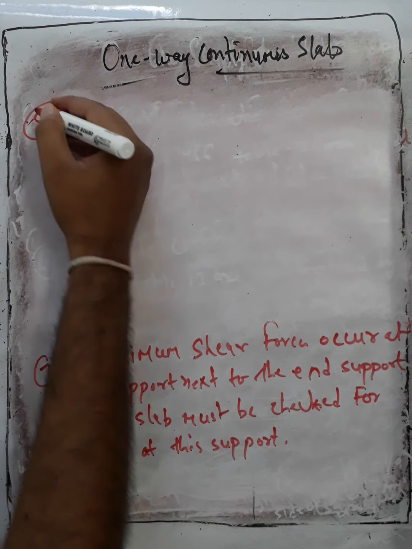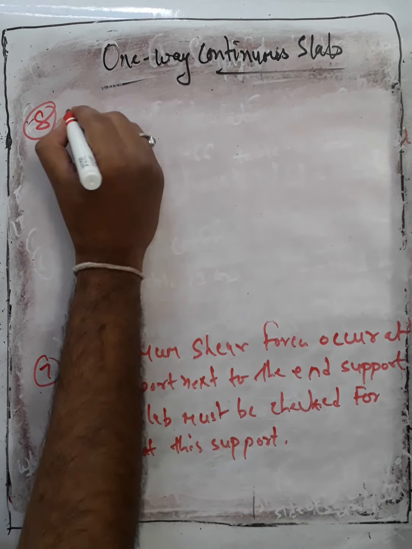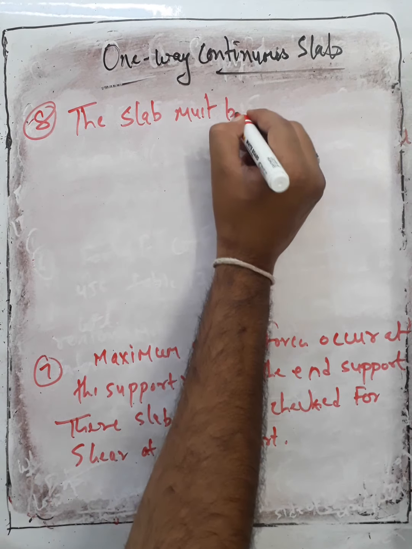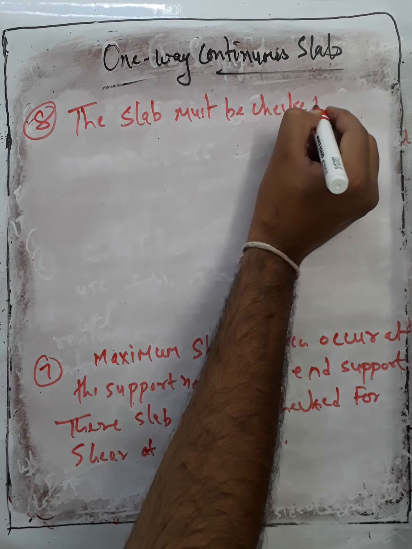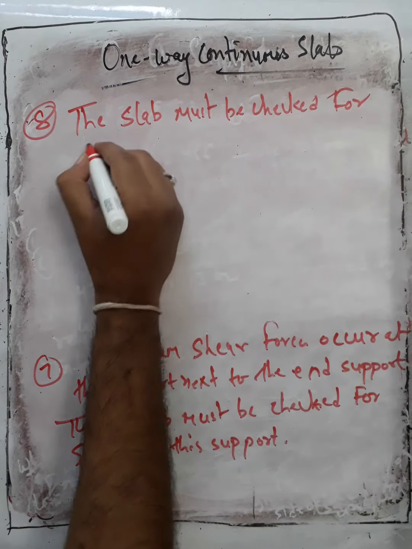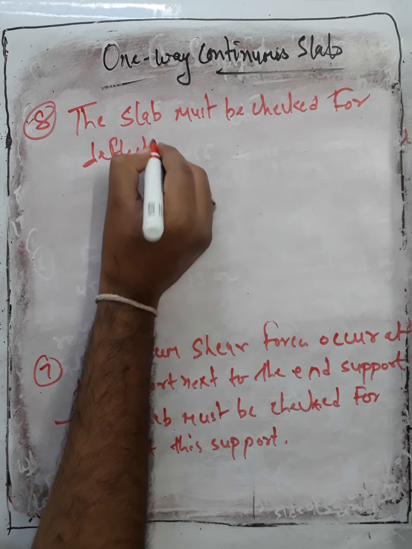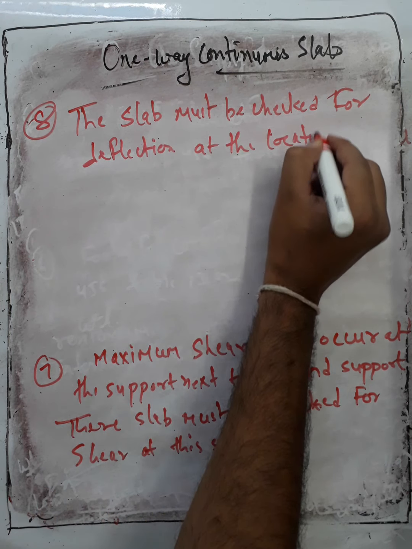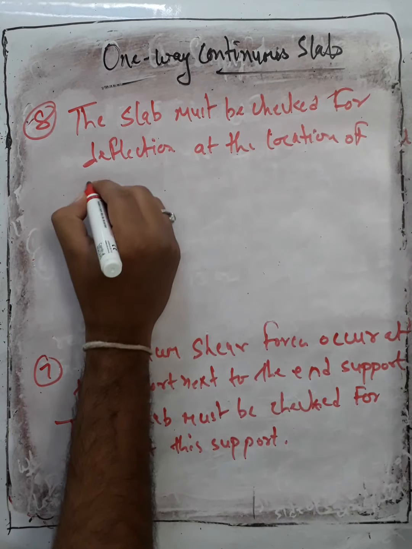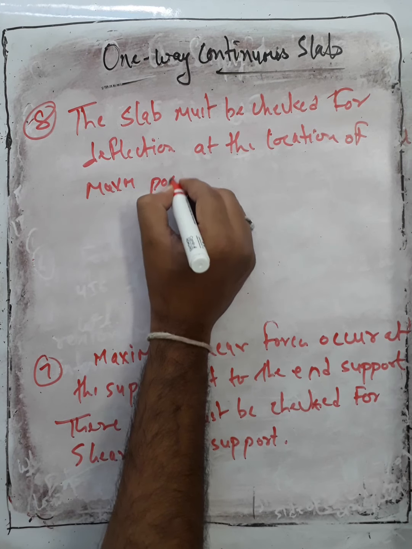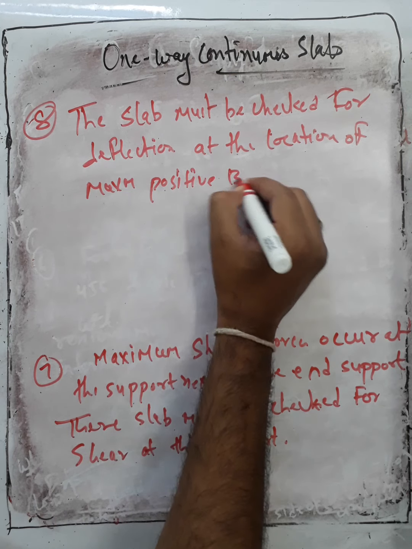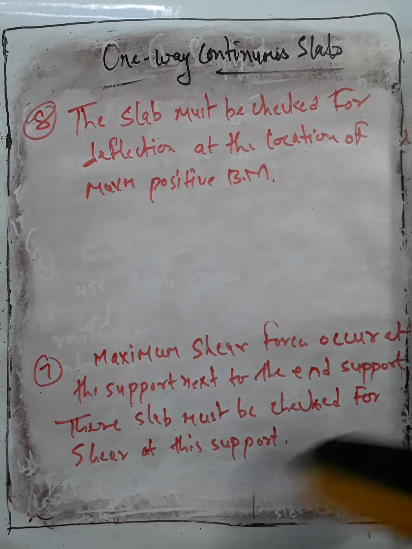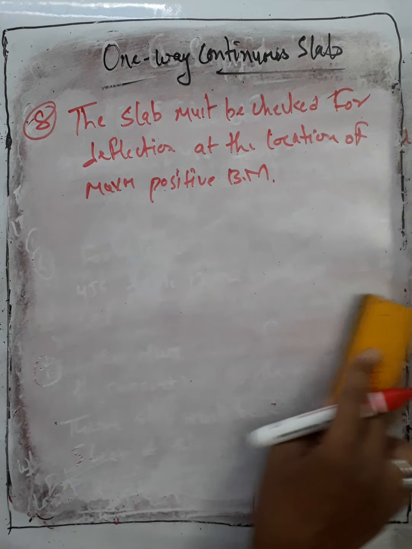Point number 8, the slab must be checked for deflection at the location of maximum positive bending moment. The slab must be checked for deflection at the location where maximum positive bending moment is there.